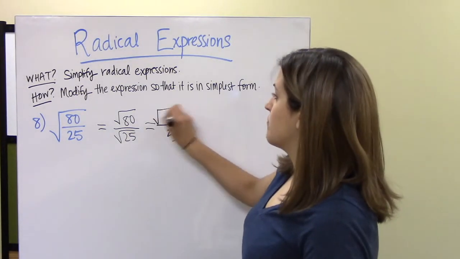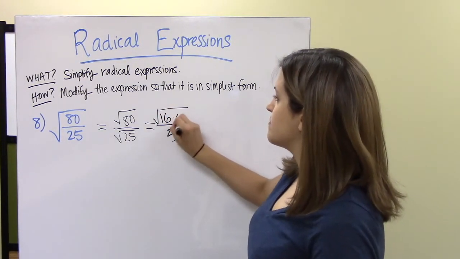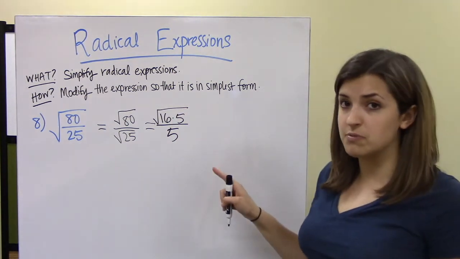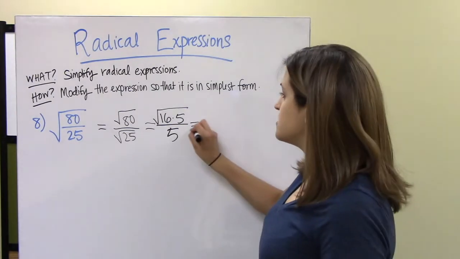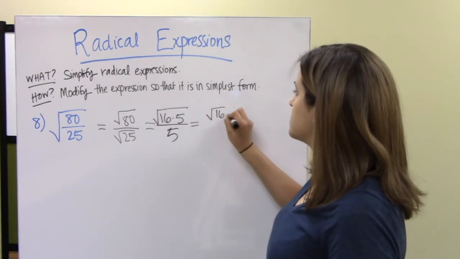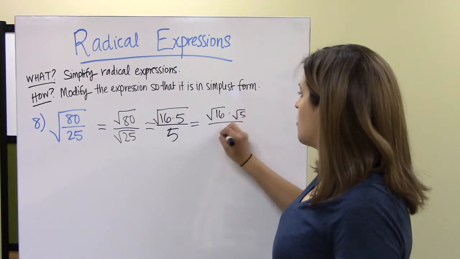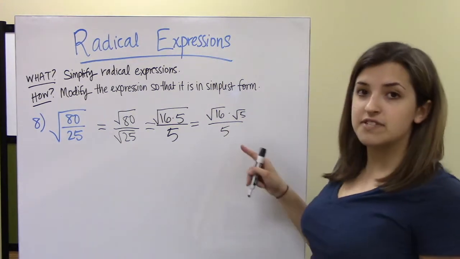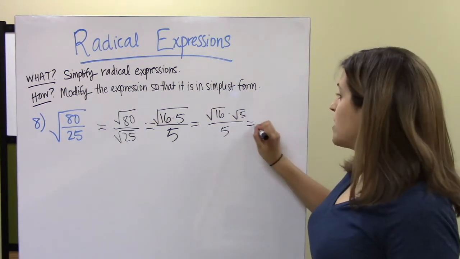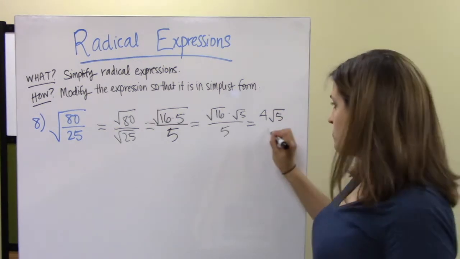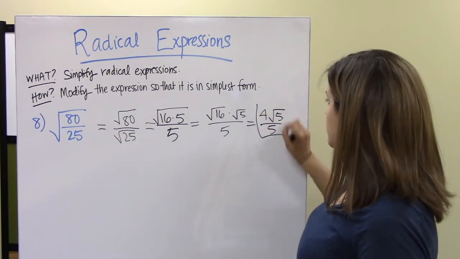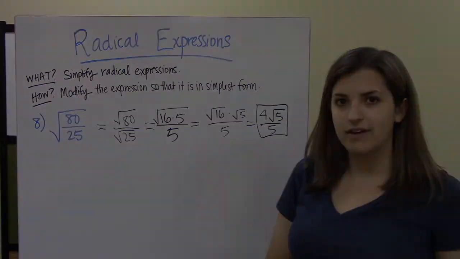So we'll have 16 times 5, and because we have two numbers multiplied together, we can break those up using the product property. So this equals the square root of 16 times the square root of 5 over 5. And the square root of 16 is 4. So our final answer is going to be 4 square root of 5, which we can't break up anymore, over 5. All right, one more.